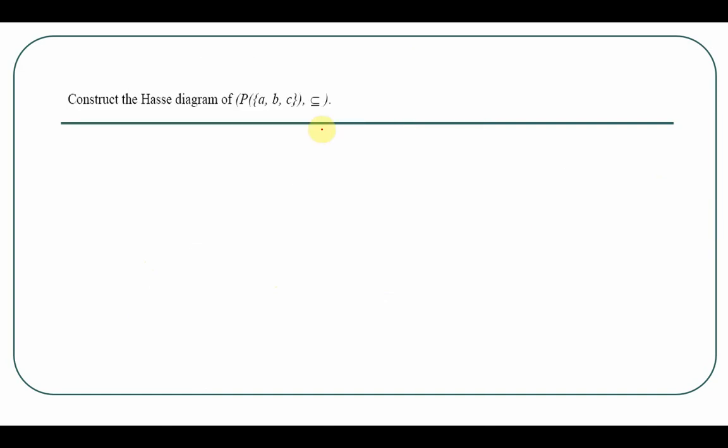So let's take another example. Construct the hash diagram of the power set of ABC and the subset operation. So first of all, what are the elements of P(ABC)? Phi, A, B, C, AB, AC, BC and ABC.